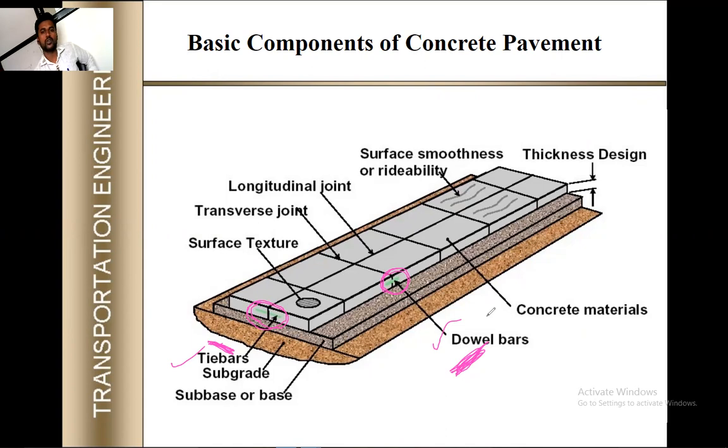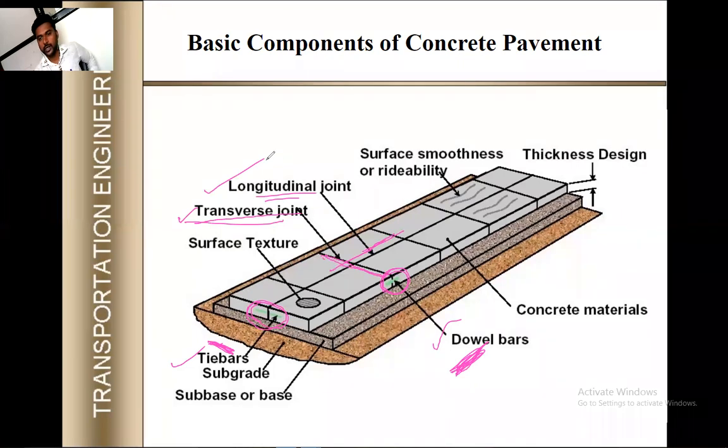The function of these bars is to transfer the load or to hold the pavements at one set point, to increase the connectivity. Such are the functions of these bars. Then we need to provide the transverse joint and longitudinal joint. Transverse joint means the joint in the transverse direction, across the direction of traffic. This is the transverse joint across the traffic, and the longitudinal joint along the traffic.